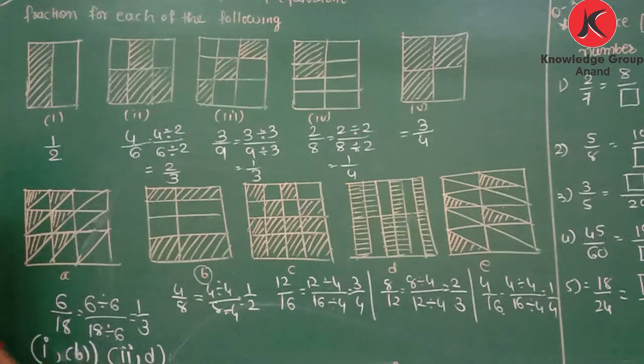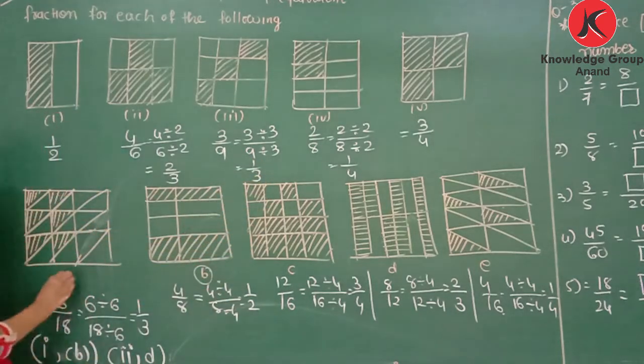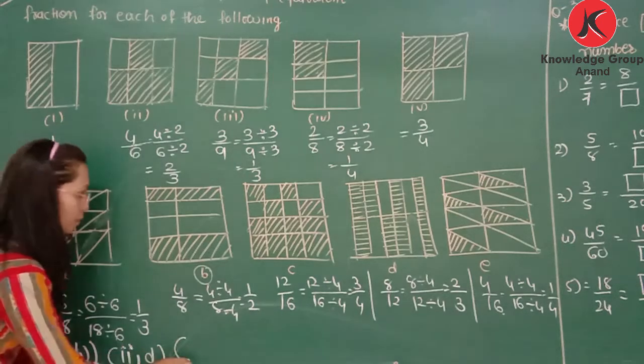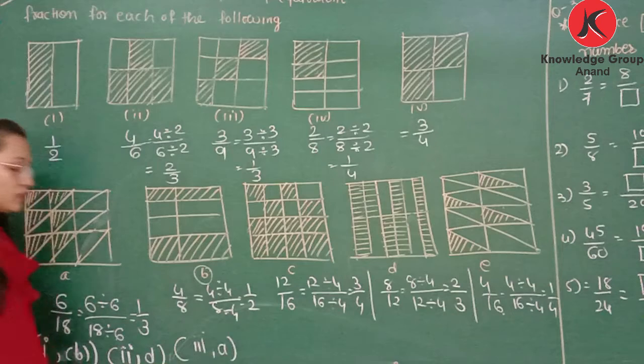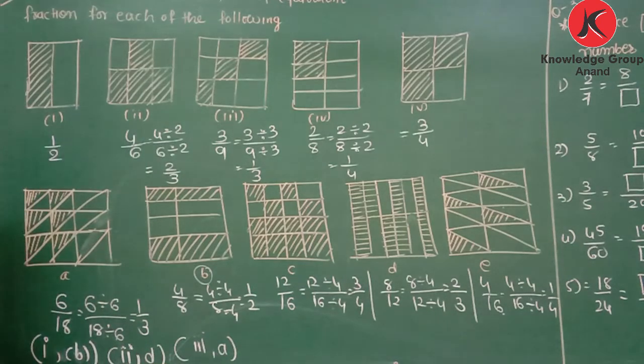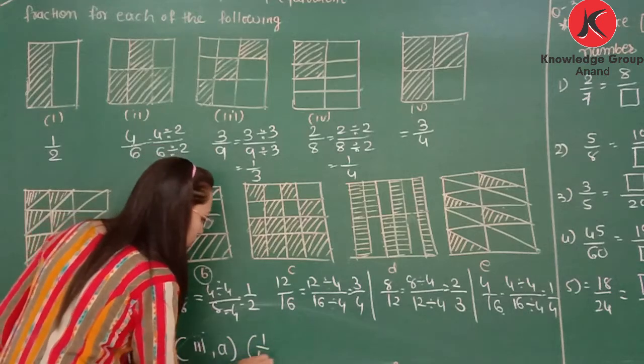They are equivalent. Now 1 by 3 and A is also 1 by 3. So the third pair is the third figure and A. That gives equivalent figures. Now for the fourth one, it is 1 by 4.